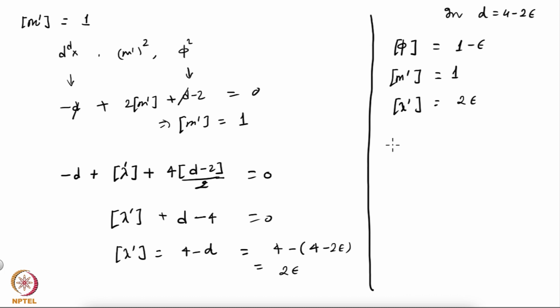So what I will do now is redefine this lambda prime such that I will call it mu to the 2 epsilon times lambda. That's how I want to write lambda prime. So this is basically defining lambda. Mu is some arbitrary mass scale.